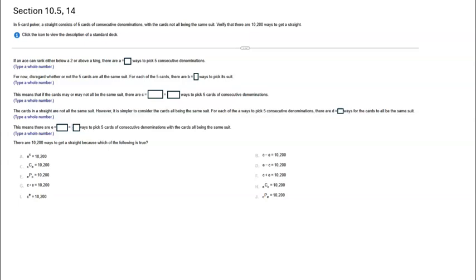And first, on a blank page, I just want to explain what a straight is. It tells us a straight consists of 5 cards of consecutive denominations. Denominations are like the numbers, like a 2, 3, 4, 5, 6, or a 7, 8, 9, 10, Jack, Queen. So what I'd like to do is list all the possibilities before we even get too far into this problem, and I'm doing that on the next page.